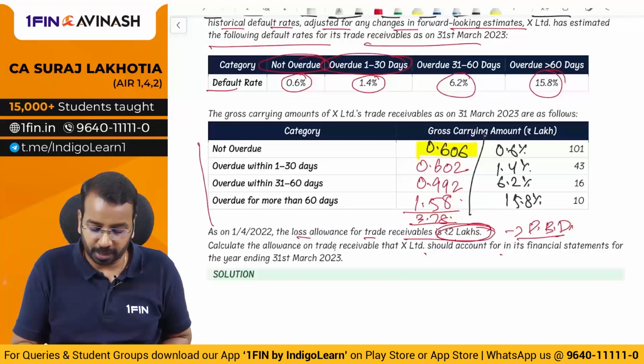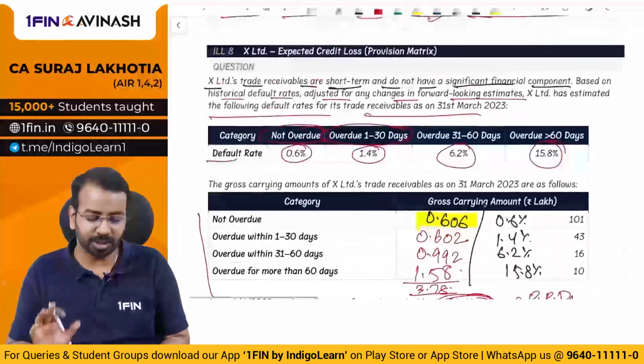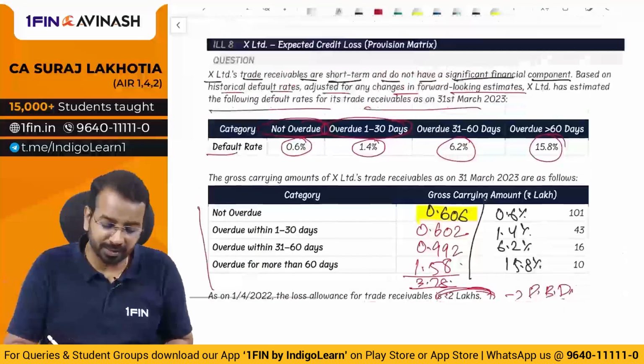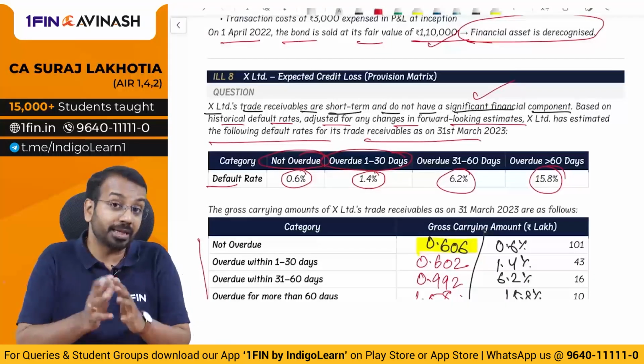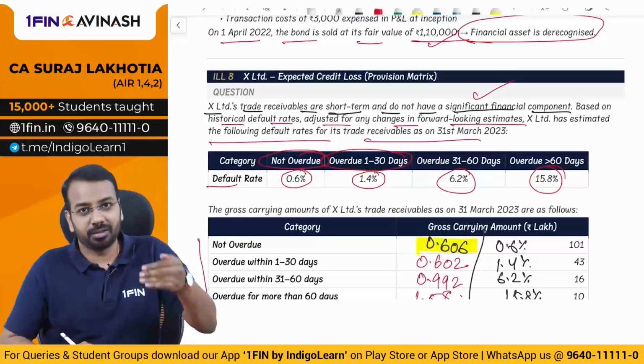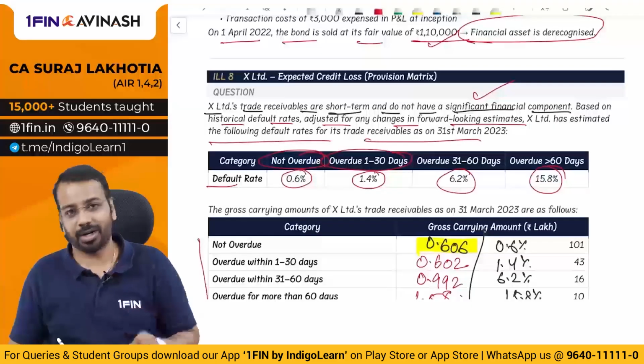Already how much do we have? 2 lakhs. So we need to make a provision of 1.78 lakhs balance. Okay. Simple question, nothing complicated. Sir, why have they given a significant financial component? Again, if it has a significant financial component, then we have to calculate the present value of the difference between expected cash flows and the contractual cash flows.